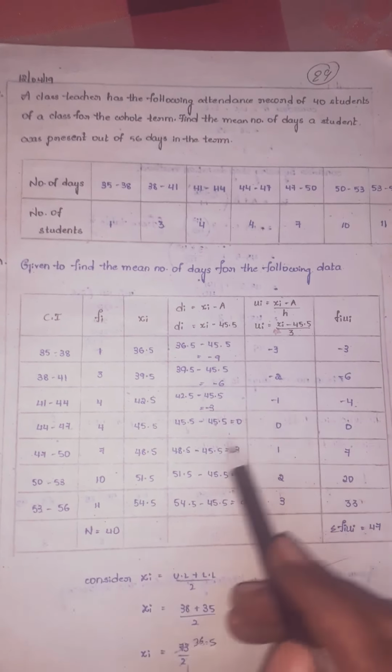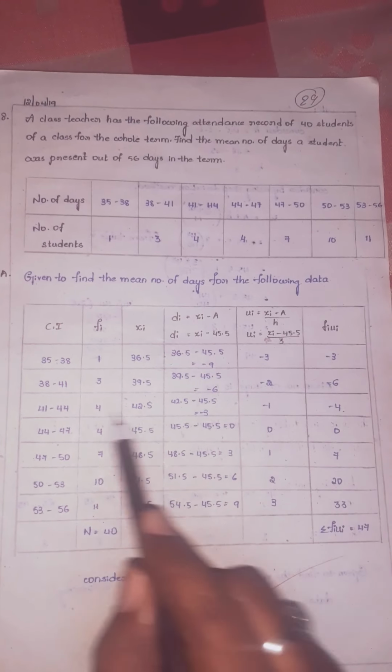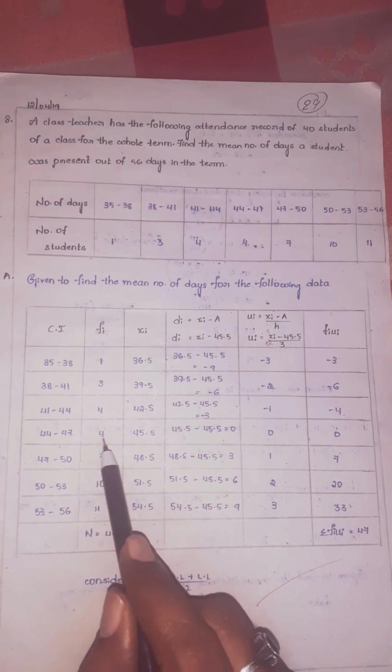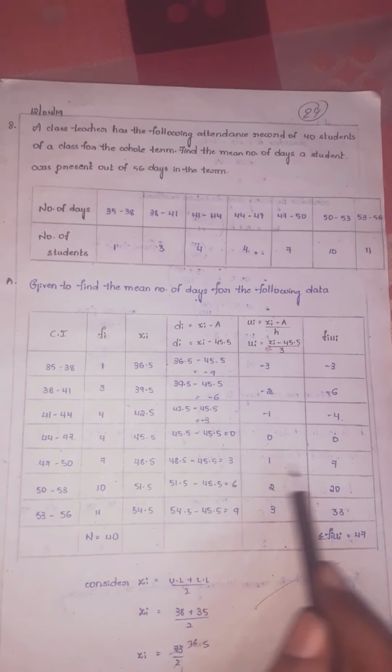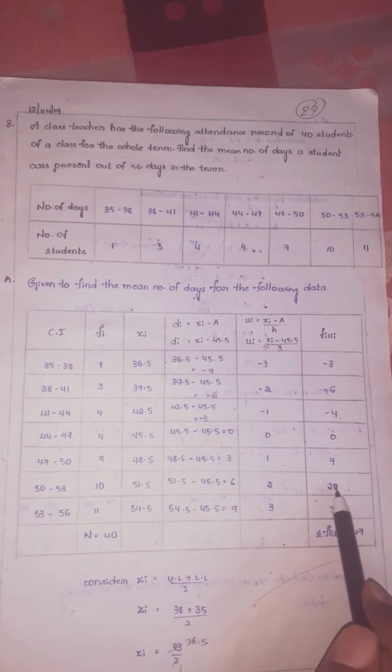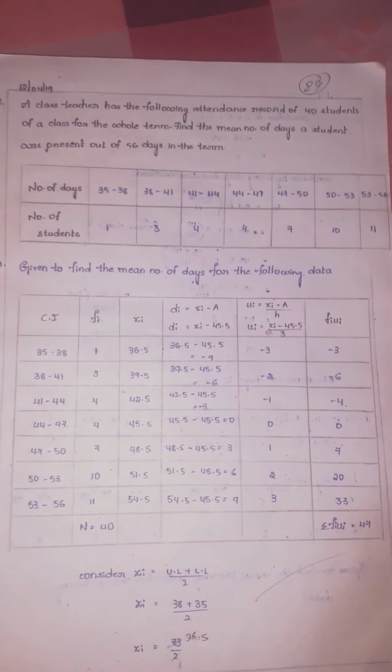So fiui means 1 into minus 3 is minus 3, children. 3 into minus 2 is minus 6. 4 into minus 1 is minus 4. 4 into 0 is 0. 7 into 1 is 7. 10 into 2 is 20. 11 into 3 is 33.